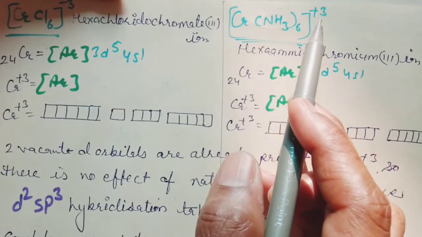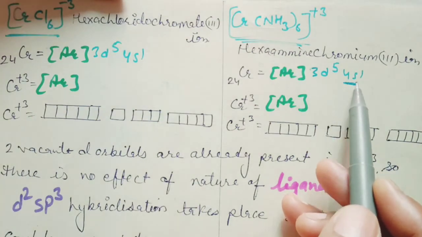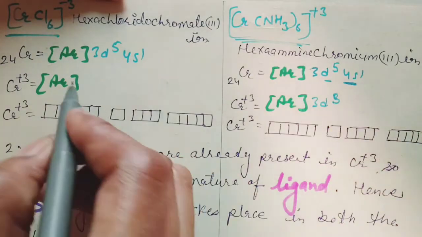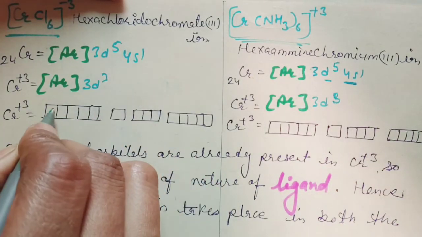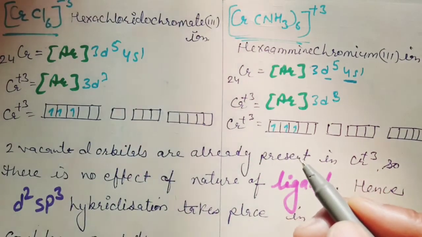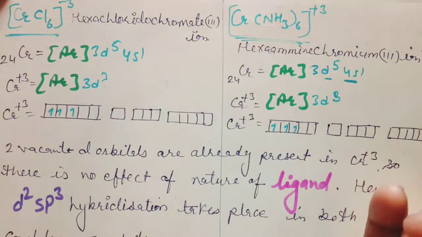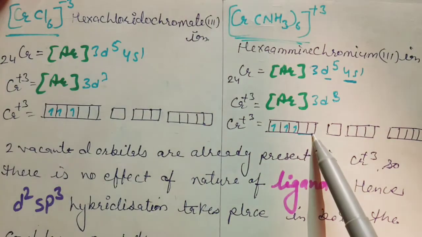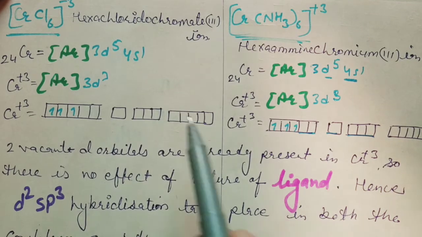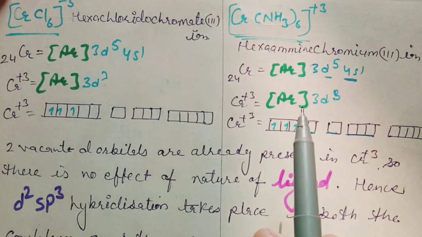When the +3 oxidation state is reached, it means 3 electrons are removed, 1 from 4s and 2 from 3d. The remaining electronic configuration will be 3d3. Here also it is 3d3. Three electrons are present in Cr3+. For 6 coordinate bonds, we have 6 vacant orbitals. Two d orbitals are already vacant, and 1 s and 3 p orbitals are vacant. There is no need to pair up the unpaired electrons by the power of the ligand.